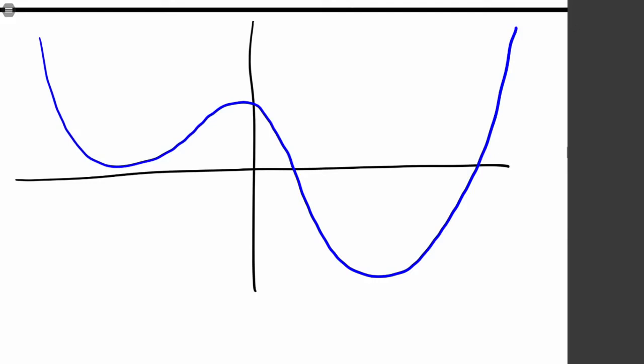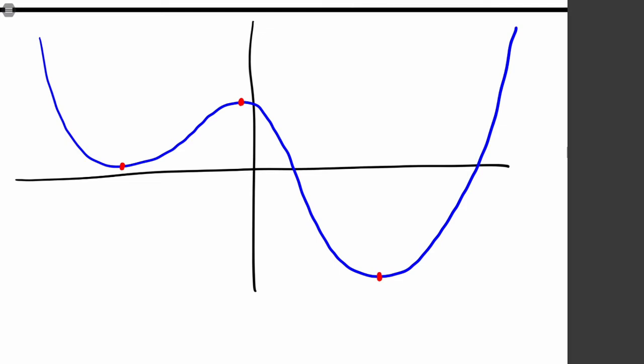All right. So let's look at this graph here. We have a local minimum here, a local maximum here, and a local minimum here. Right? We know this. What I want you to think about now is this in terms of concavity. Right? Because this is where the second derivative test comes into play.